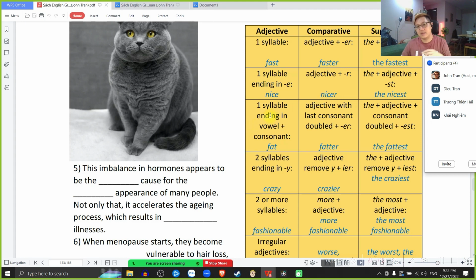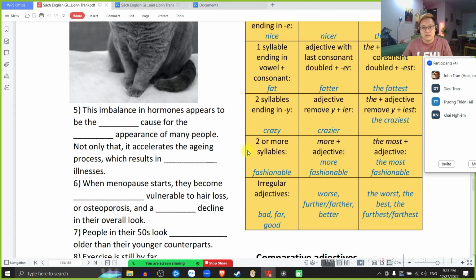Fat, fatter, the fattest. Careful. The fattest is different from the fastest. These two words are very easy to mix up, because you have a problem with the ST sound. The fastest and the fattest are different, okay?